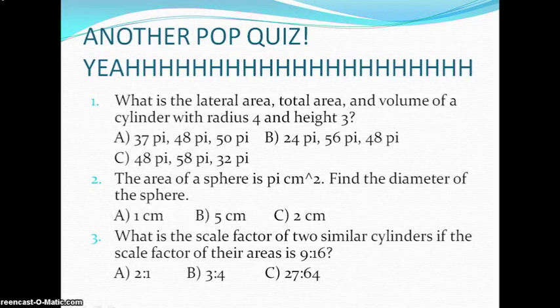Number 3. What is the scale factor of two similar cylinders if the scale factor of the area is 9 to 16? Is it A. 2 to 1, B. 3 to 4, C. 27 to 64? If you got B, you are correct.